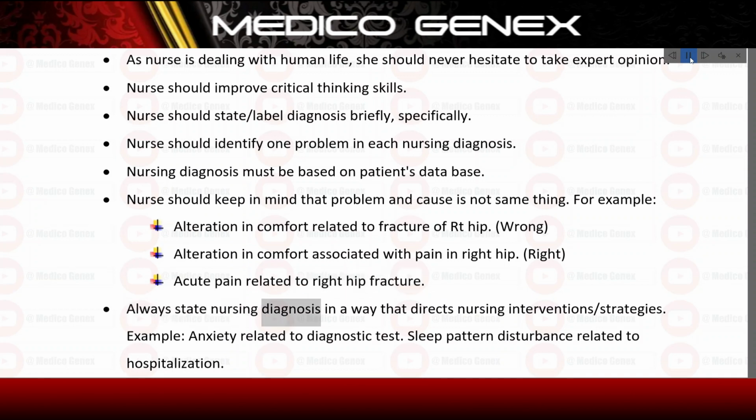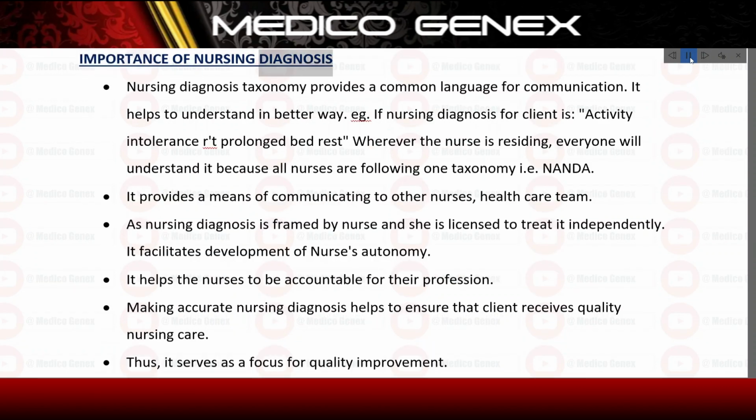Always state nursing diagnosis in a way that directs nursing intervention and strategies. Example, anxiety related to diagnostic test, sleep pattern disturbance related to hospitalization. Importance of nursing diagnosis. Nursing diagnosis taxonomy provides a common language for communication. It helps to understand in a better way. For example, if nursing diagnosis for client is activity intolerance related to prolonged bed rest, wherever the nurse is residing, everyone will understand it because all nurses are following one taxonomy, i.e. NANDA. It provides a means of communicating to other nurses and the healthcare team.